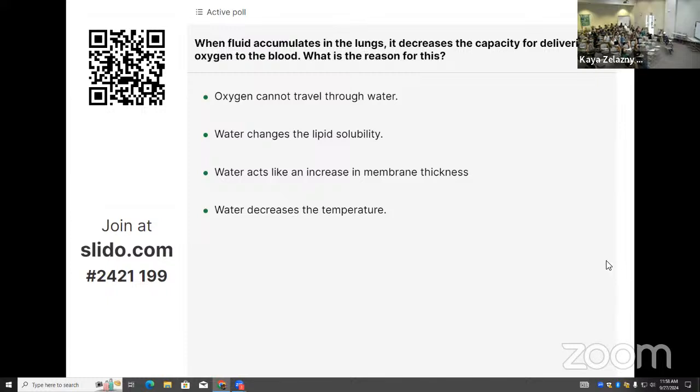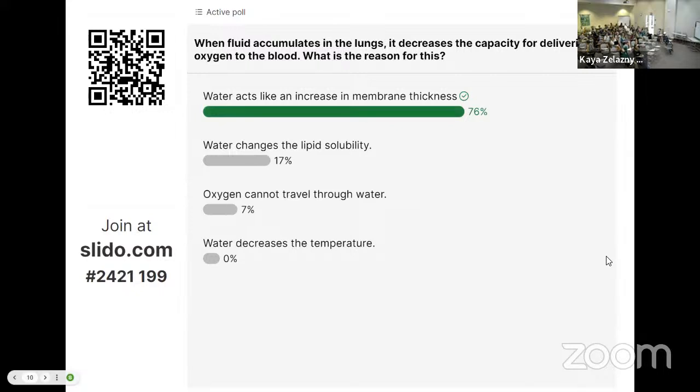Okay, take another second or so. Take a look. Yeah, perfect. So this is one of the examples of where that membrane thickness calculated. Okay. So water doesn't really change anything about the membrane itself from the perspective of its temperature or of how the lipids behave.